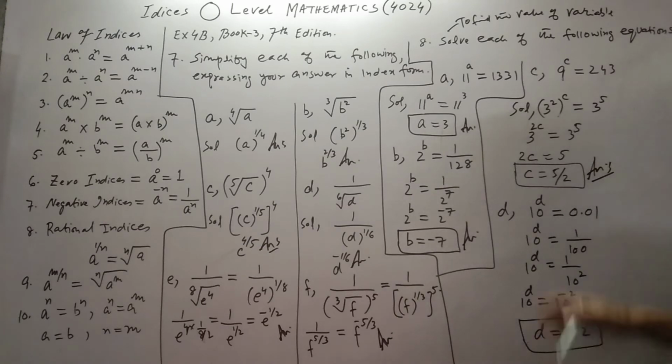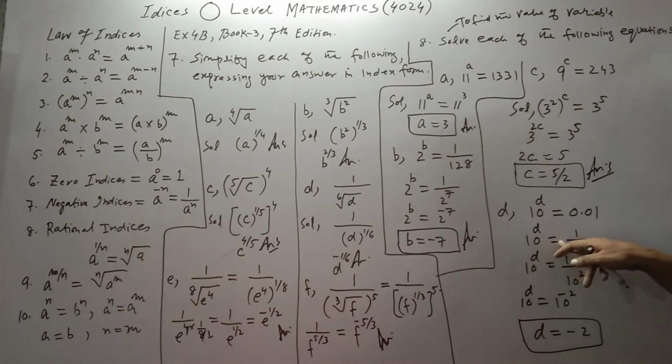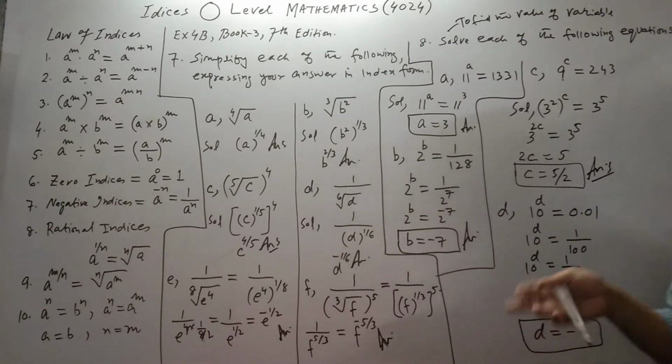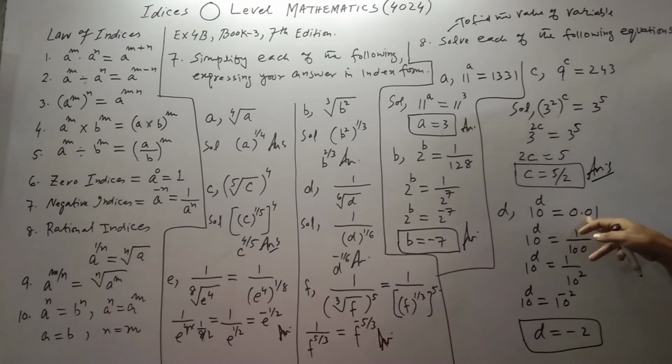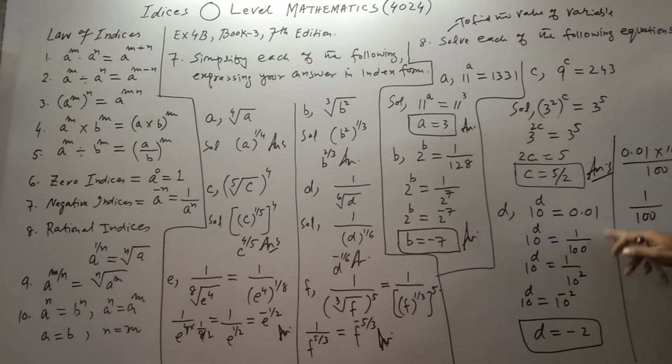Come to part D. 10 to the power d is equal to 0.01. We have to find the value of the variable. Here the variable is d. How to find the value of d? It's very easy. 10 to the power d is equal to, first convert this 0.01 into a simple fraction. This is decimal form and we want to write this 0.01 in simple fraction form. How to write? It's very easy. Multiply 0.01 by 100 and divide by 100. 0.01 multiplied by 100 is 1, and 1 upon 100. That's why I wrote 0.01 is 1 upon 100.